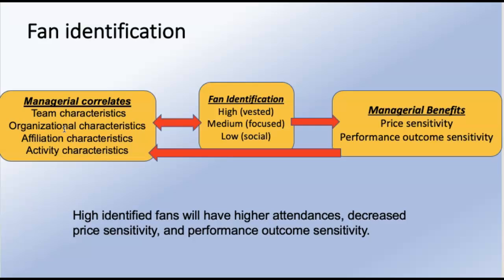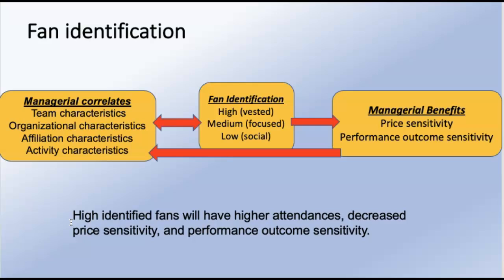The third factor is affiliation characteristics. It's the sense of community that fans build as a result of the team. Another factor is called activity characteristics. It's about fans' activities, being able to attend the game and being exposed to the event through the media. So those will impact sports fans' identification. We talk about sports fans, we have 3 levels of identification: high, medium, and low.